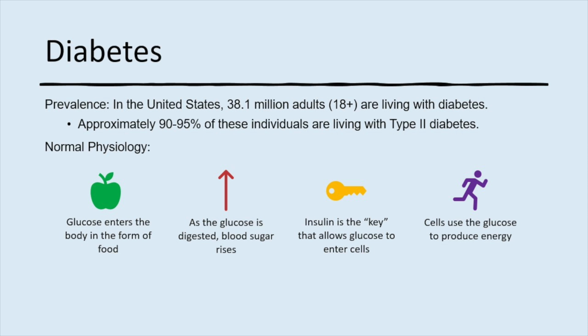As digestion takes place, the glucose from the food will be released and will enter the bloodstream. This causes the blood sugar to rise. The pancreas makes and releases a hormone called insulin, which serves as the key to allow the glucose to enter the cells. Once in the cells, glucose can be broken down and used by the body to create energy. As this process takes place, the blood sugar will return to normal levels. For individuals with type 2 diabetes, this process looks different.